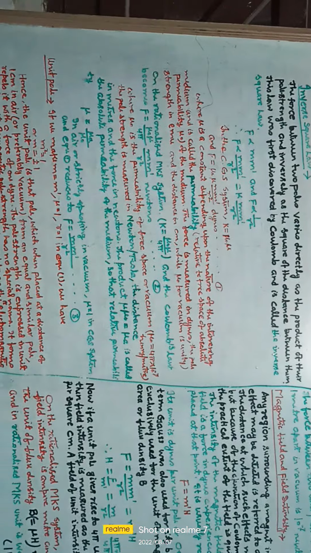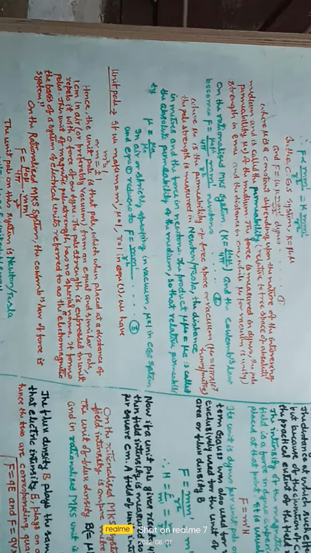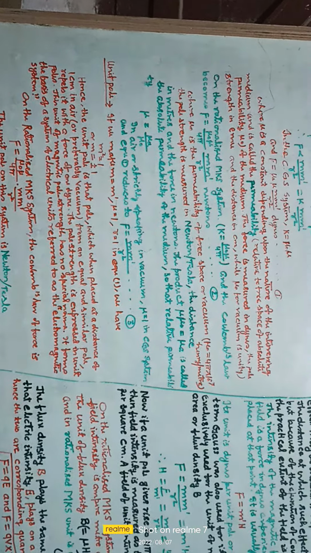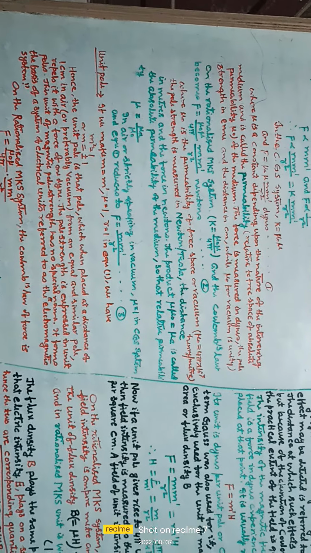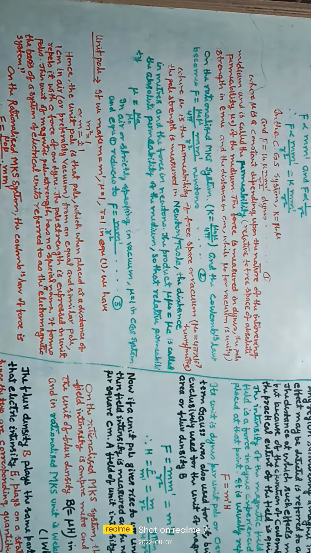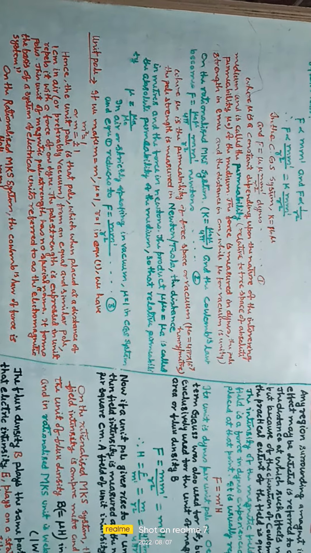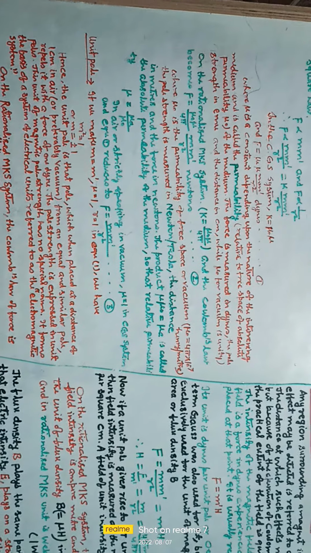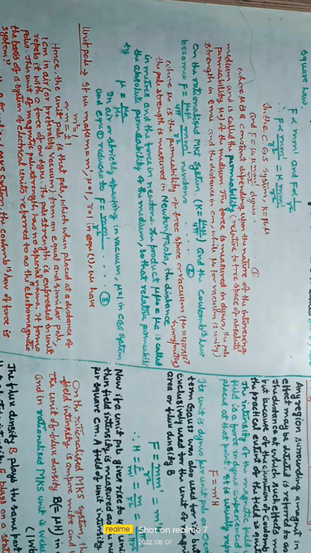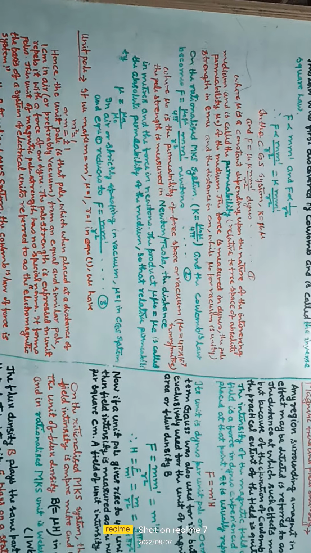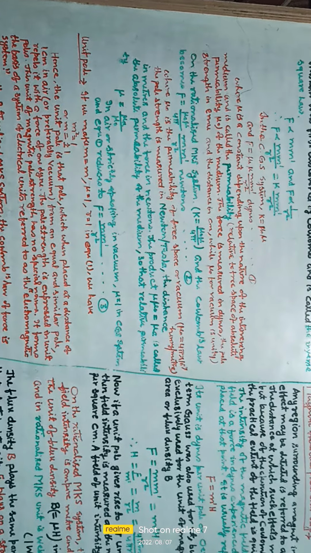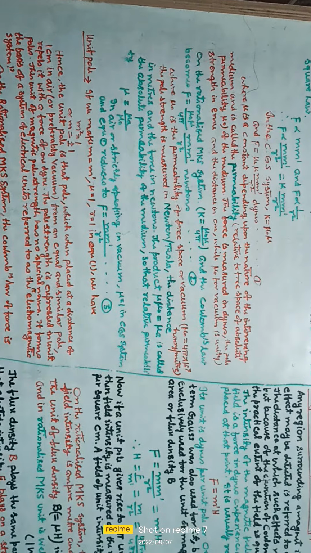On the rationalized MK system, k equals mu naught mu by 4 pi and Coulomb's law becomes F equals mu naught mu by 4 pi mm dash by r square newtons, where mu naught is the permeability of free space or vacuum. Mu naught equals 4 pi times 10 to the power minus 7 Henry per meter. The pole strength is measured in Newton per Tesla, the distance in meters and the force in newtons.